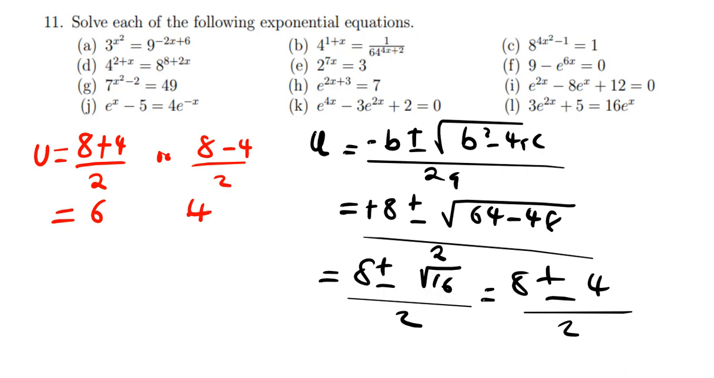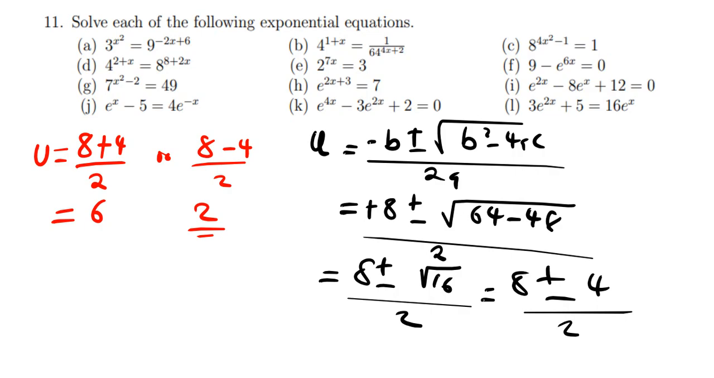What am I saying? 8 minus 4, that is a 4. Then a 4 divided by 2, that is a 2. So these are the two answers that we have for u.